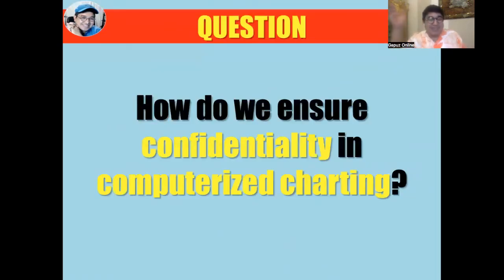So let's go back to the question. How do we ensure confidentiality in computerized charting? When you say confidentiality, that's maintaining patient data, maintaining the privacy of their data. So which means we have to protect it from any form of breach.